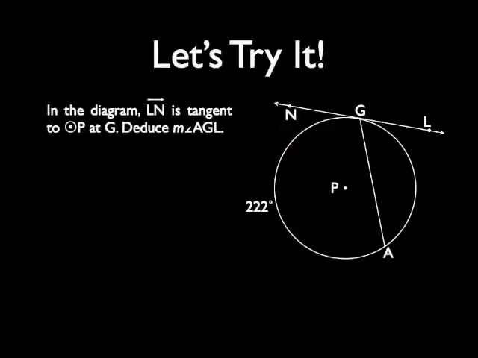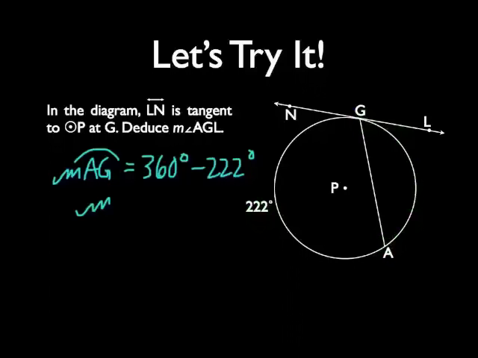In the diagram, line LN is tangent to circle P at G. Deduce the measure of angle AGL. That would be the acute angle on the right side. I think that the best way to start is to take a look at the arcs. You will notice that the major arc is 222 degrees, so we can find the measure of the minor arc by subtracting 222 degrees from 360 degrees. So the measure of arc AG is 138 degrees.